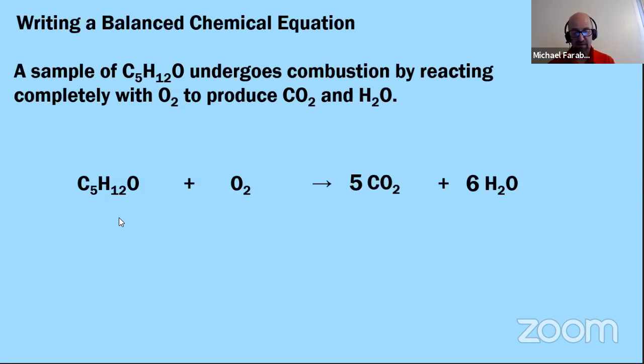So at this point, a student might take a look at the right side of the equation, and they might recognize that 5 times 2 is 10. This is for oxygen atoms, and 6 times 1 is 6. So there are clearly 16 oxygen atoms on the right. So they put an 8 in front of the O2 and they say, okay, we're done.